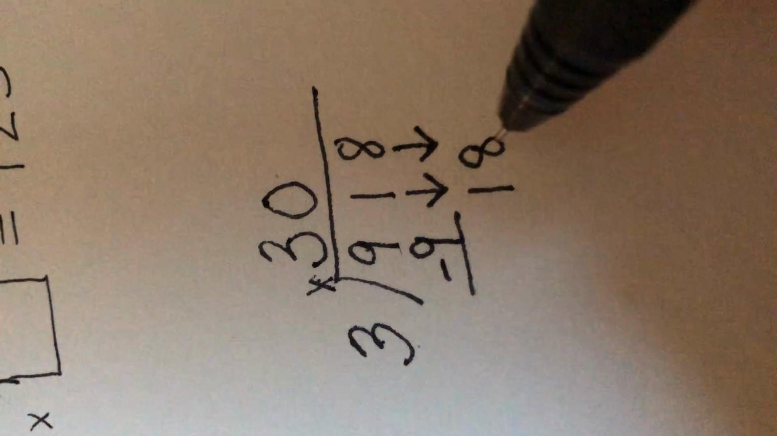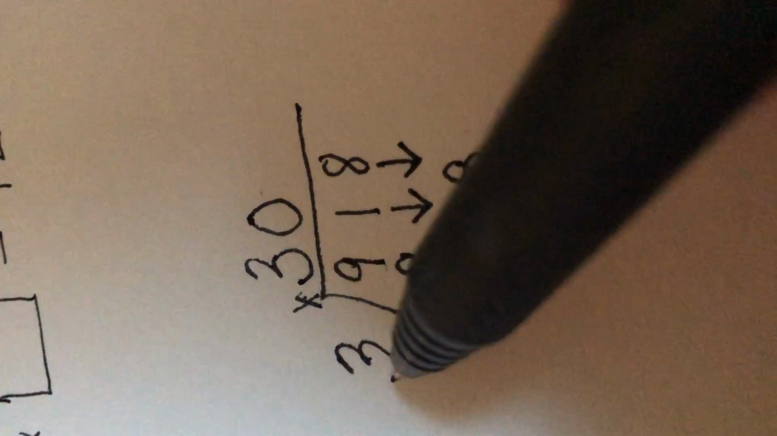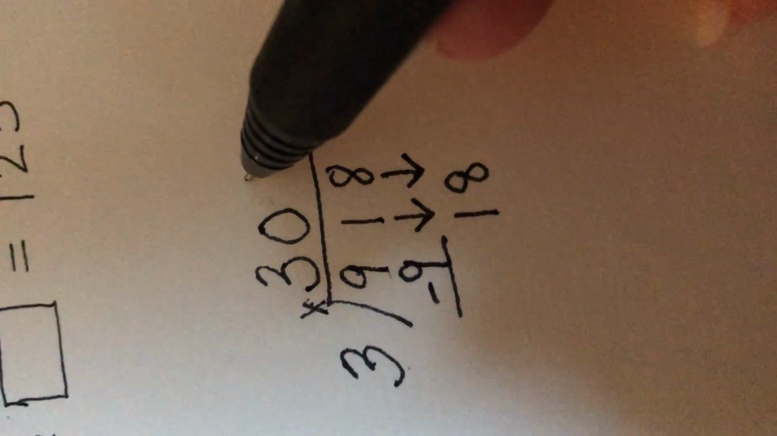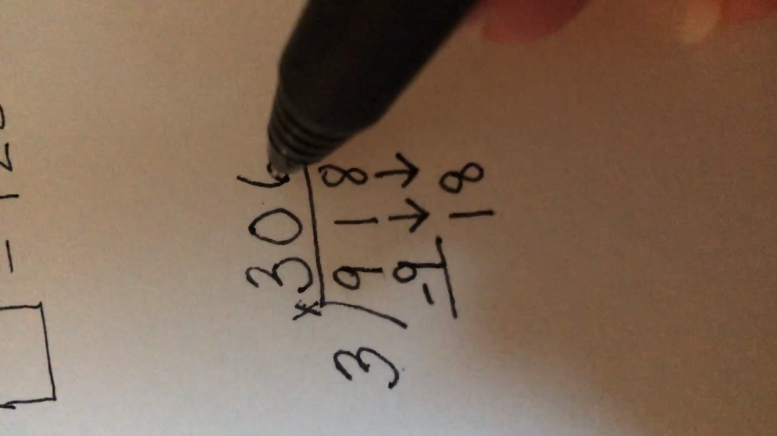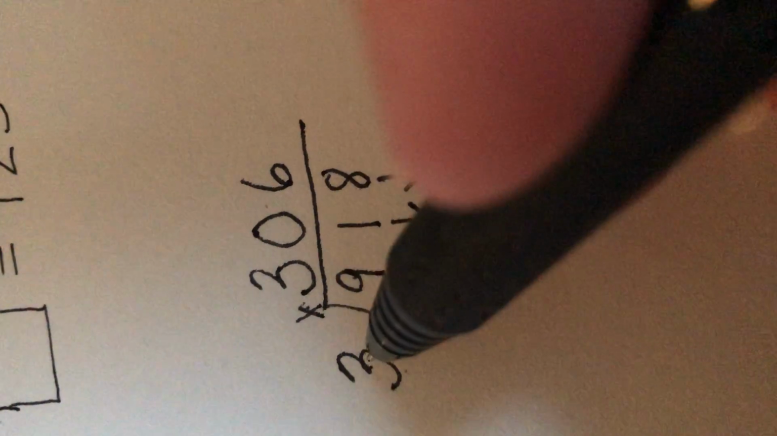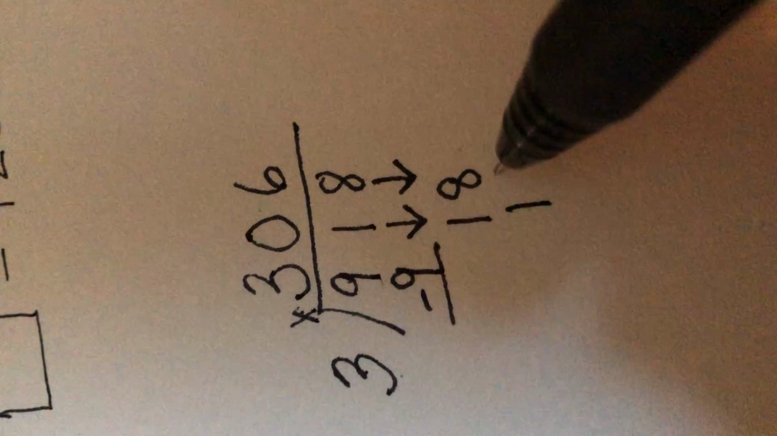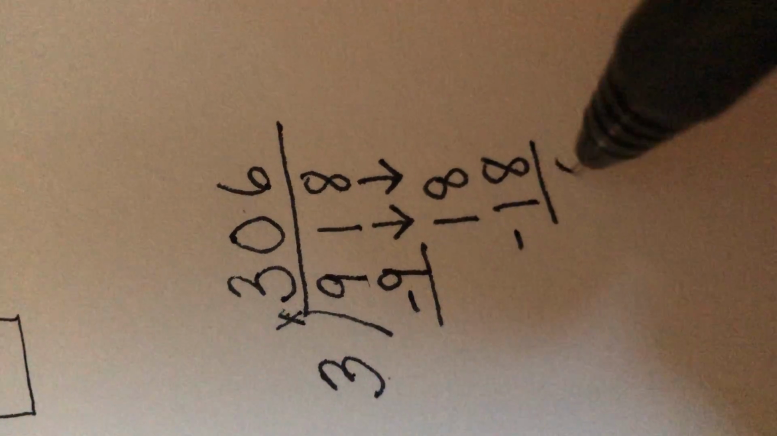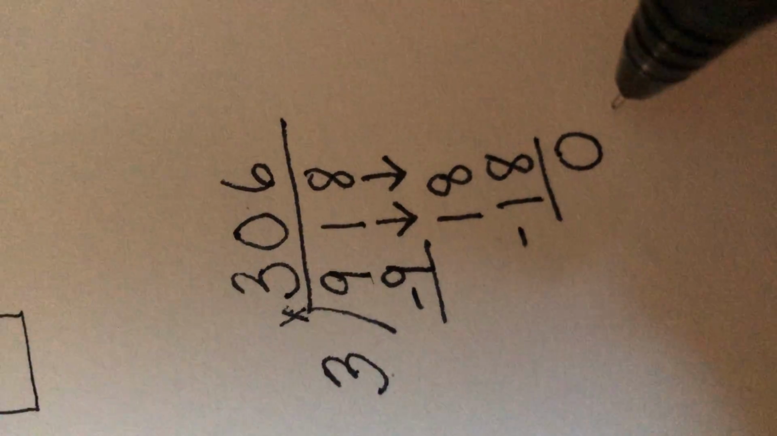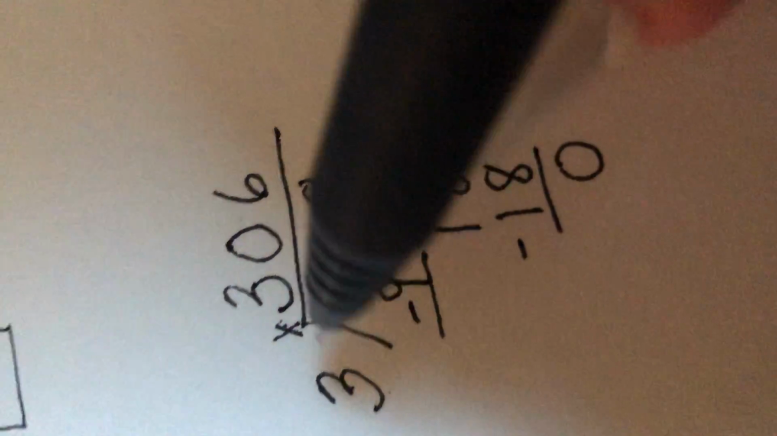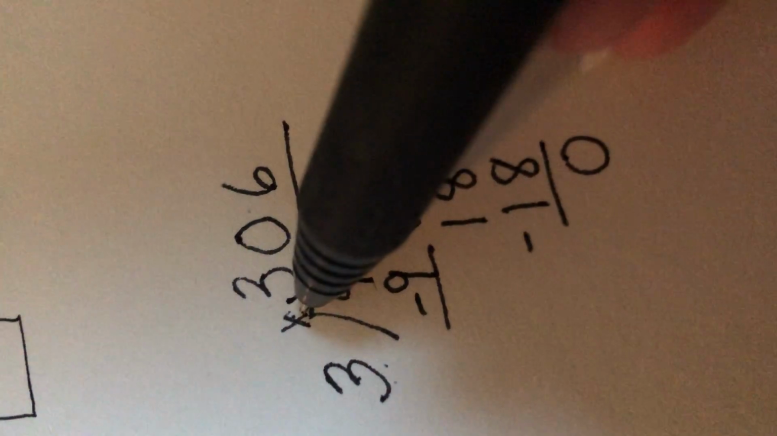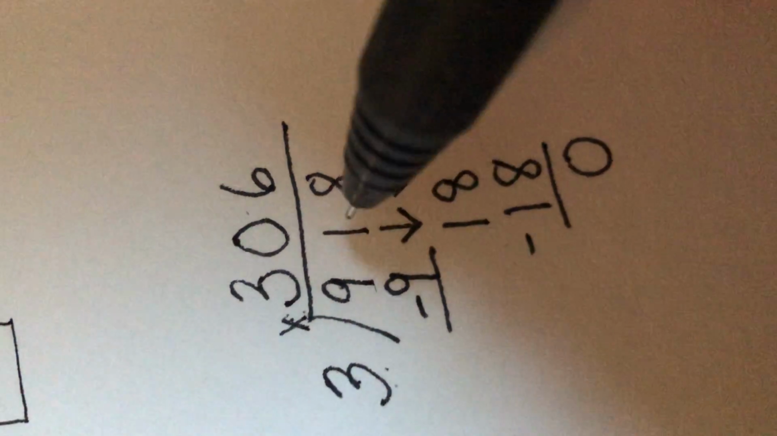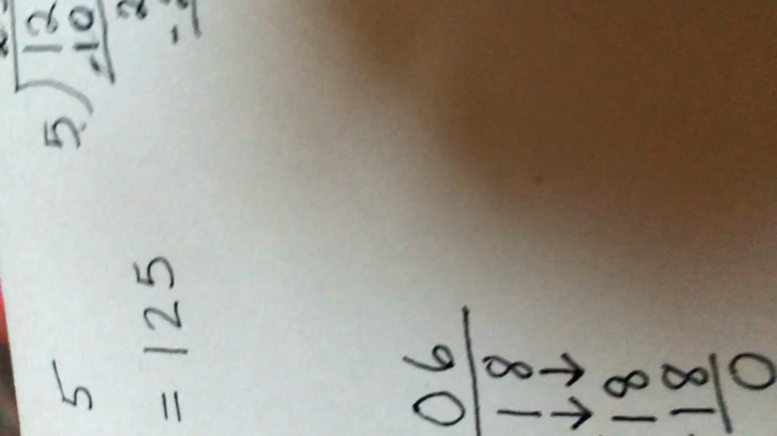3 does go into 18. 3 times something equals 18. 6 times 3. 3 times 6. 6 times 3 equals 18. And let's subtract, see if we have any leftovers, nope, no leftovers and no more numbers to bring down. So what we found out is that 3 times 306 gives us 918.